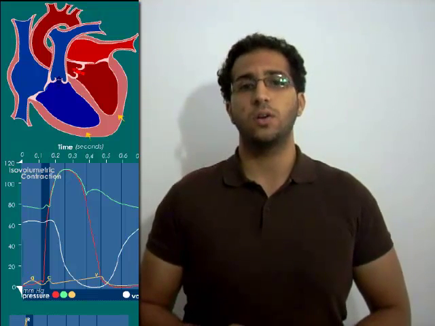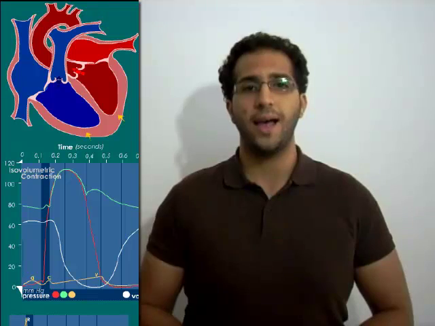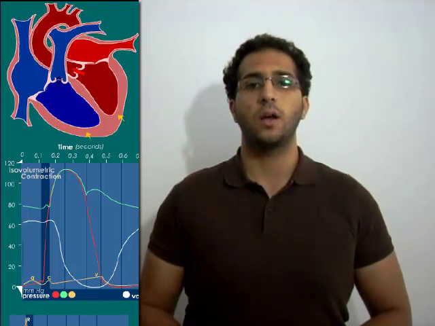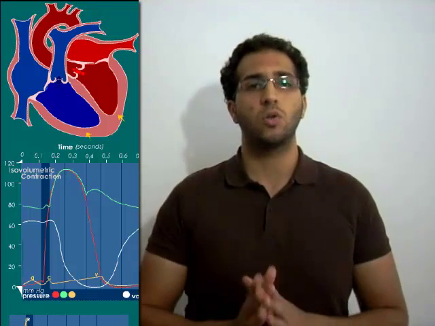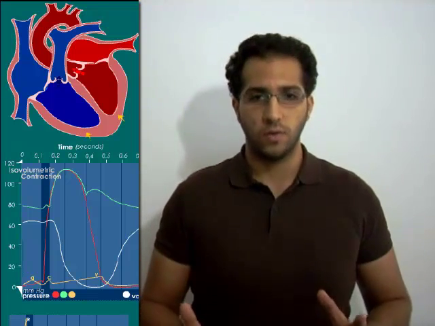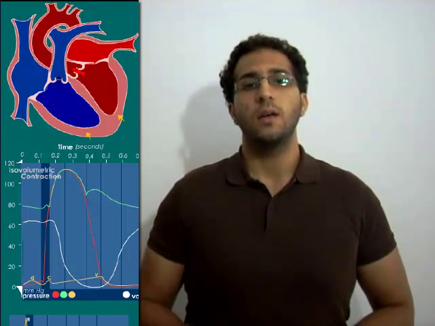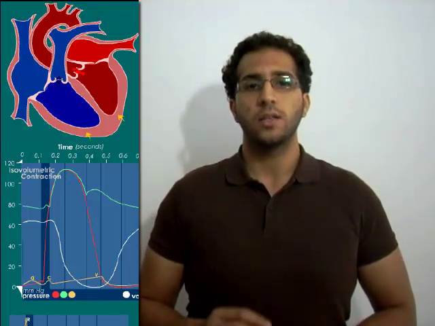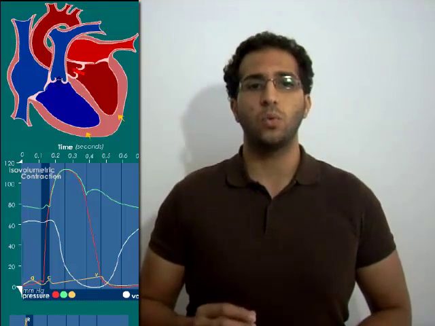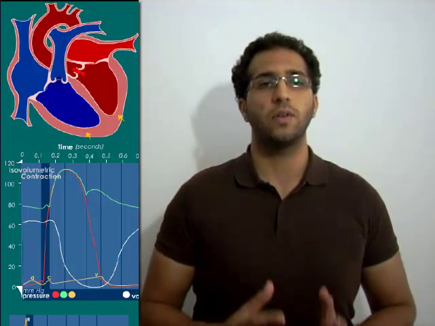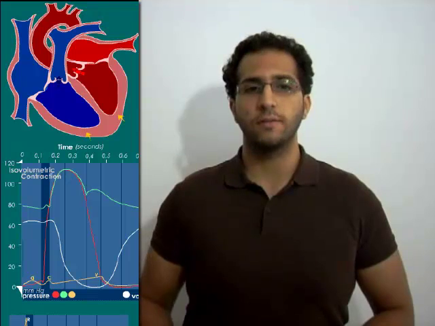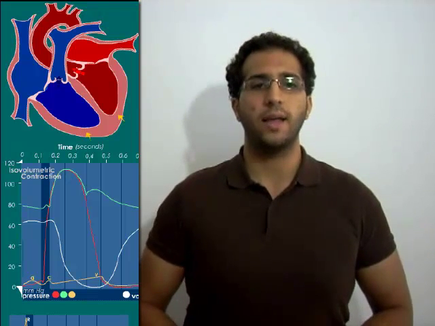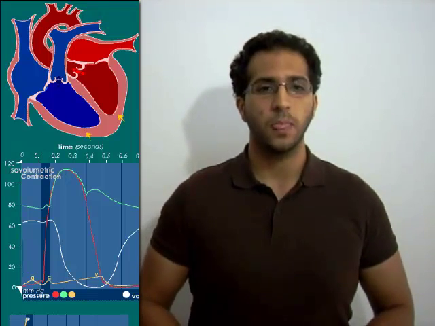Electrically, ventricular systole is defined as the interval between the QRS complex and the end of the T wave, so it's called the QT interval. Mechanically, ventricular systole is defined as the interval between the closing of the atrioventricular valves and the opening of the semilunar valves, which are the aortic and the pulmonary valves.